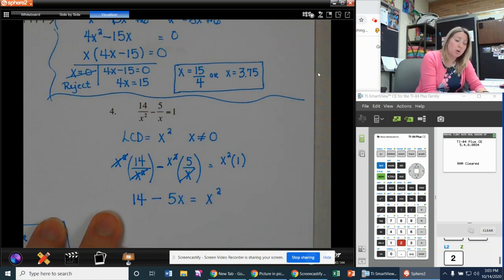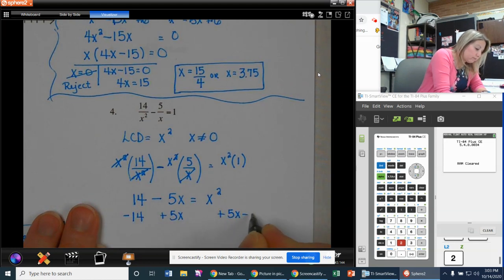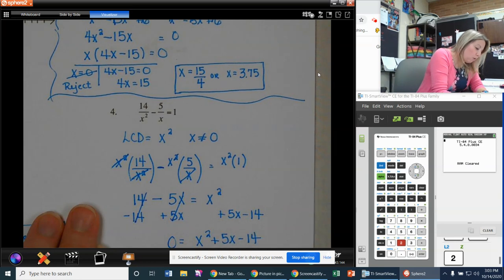Now that I see the x squared on the other side, better move these two over because this is a quadratic. 0 equals x squared plus 5x minus 14. What are the factors of 14 that subtract to give me a positive 5? That would be a positive 7 and a negative 2.